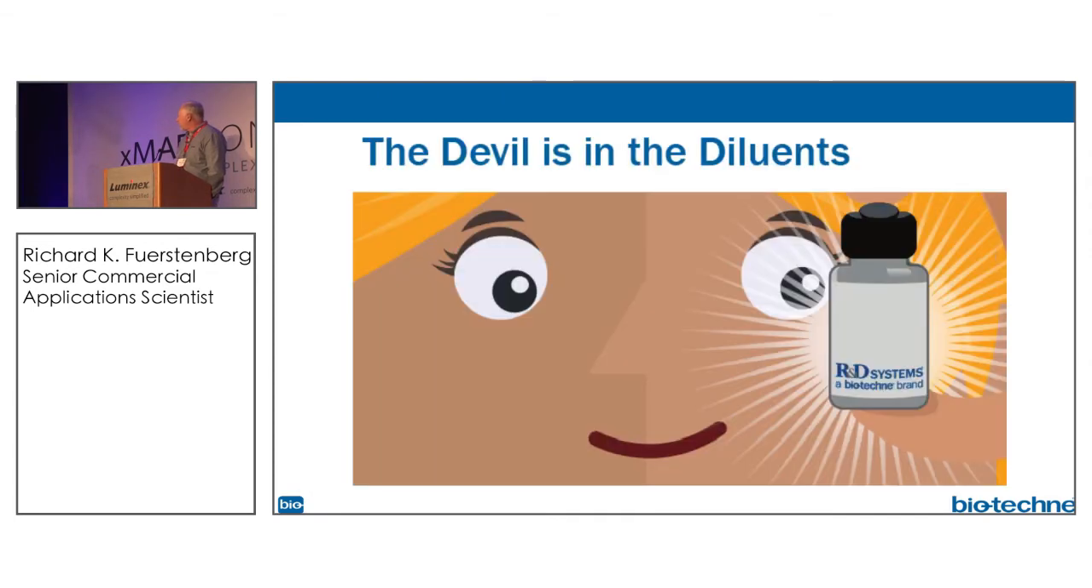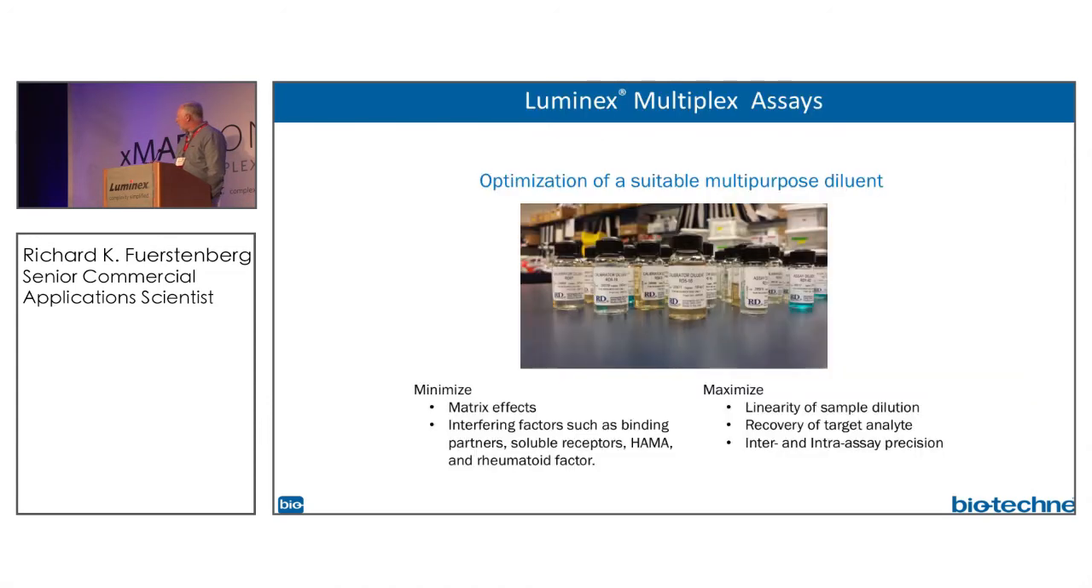So, the devils and the diluents. This is the mechanism that we use at R&D Systems in our assays to manage those interferences. We spend a lot of time optimizing these diluents. If you've developed multiplex assays, you understand that this can be very challenging. You basically have one set of reagents, diluents, that have to work for multiple analytes. So how do you make that balance?